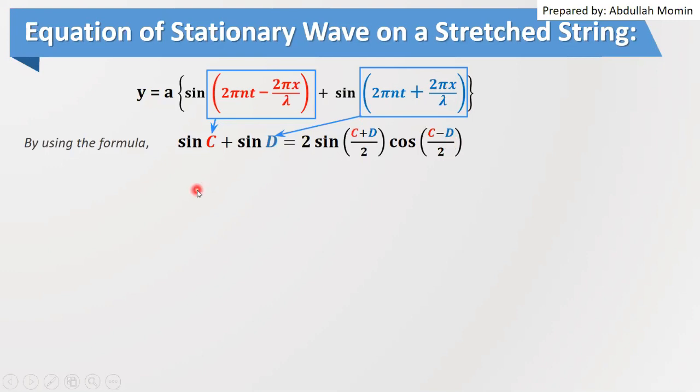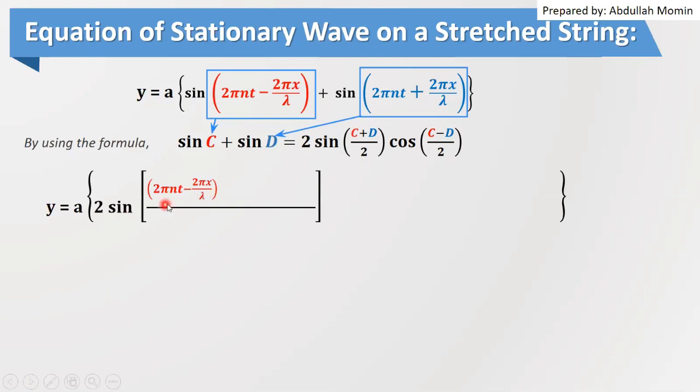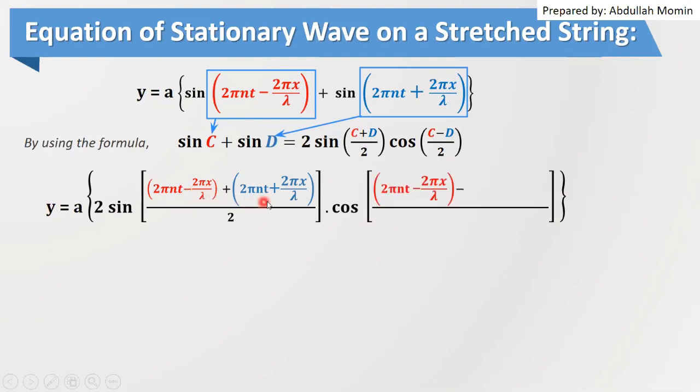And by using this formula, we can write our equation as y is equal to a 2 sin in first bracket (2 pi nt minus 2 pi x upon lambda plus 2 pi nt plus 2 pi x upon lambda) divided by 2, into cos in second bracket (2 pi nt minus 2 pi x upon lambda minus 2 pi nt plus 2 pi x upon lambda), the whole term divided by 2. Now see what we have done here.